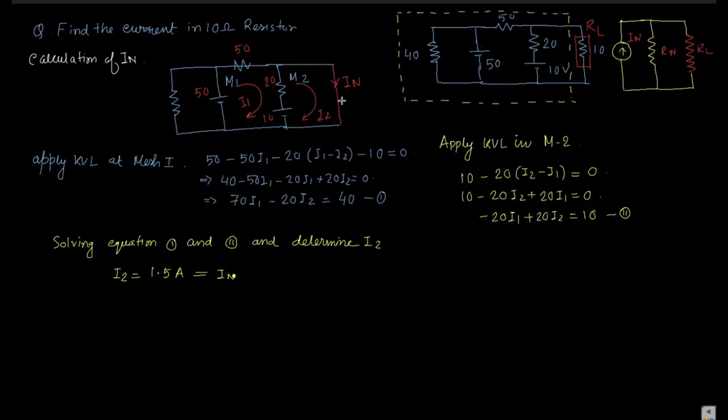These I2 and IN are the same. What is the IN? That is the I2. Same, IN and I2 are the same. So this becomes the IN. Now which part you solve? You solve this part, so this IN becomes 1.5 ampere, and as it is positive, the direction of the current IN and whatever direction we have taken, both are the same. So now calculation of Rn.